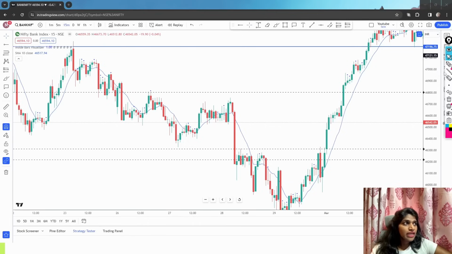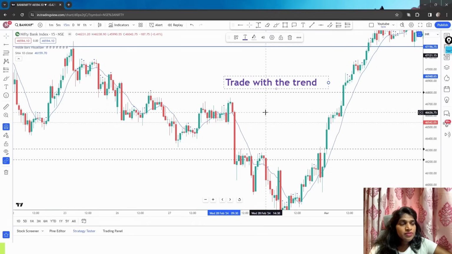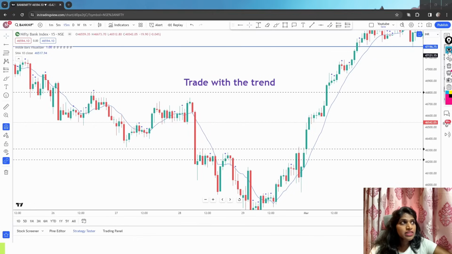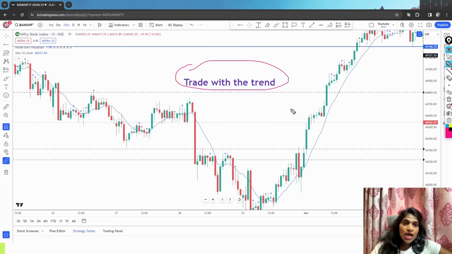Okay, just remember this line. We have to trade with the trend. And how are we going to do it? The moment prices are respecting the 10 moving average, we know that the trend is very strong. So whenever prices touch near the 10 moving average and move up immediately, we know that the trend is on the upside. Okay, so what we are going to do is simply find inside bars and trade with the trend. Can you spot the inside bar here?